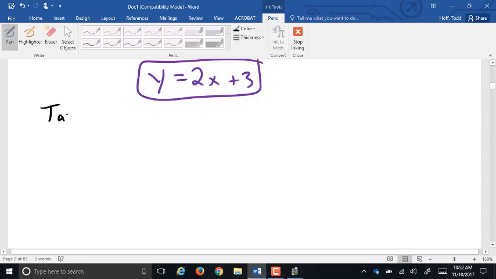To start out, to create the graph, we're going to start with a table at first. So what we're going to do is pick values for x, and figure out what the value for y has to be. Notice my table's a little lopsided here, so I'm making room to do some work in the table.